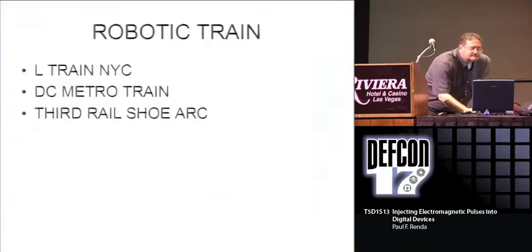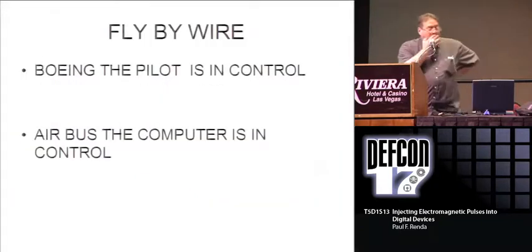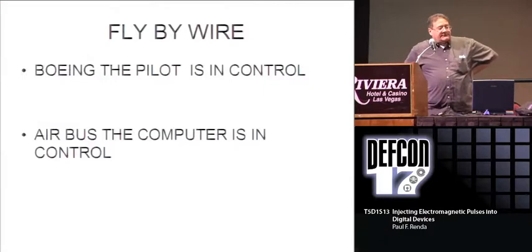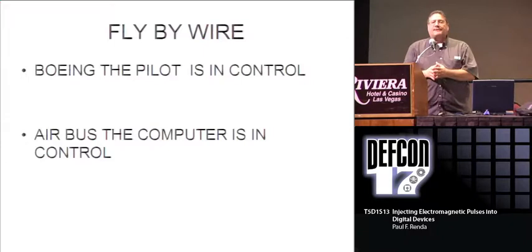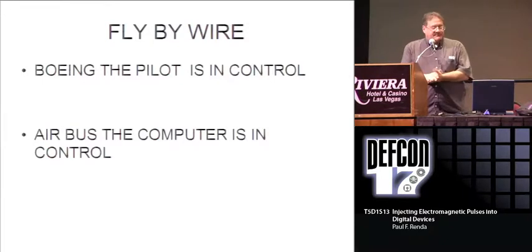Fly-by-wire. Actually, this is the thing that got me interested in this, the work that NASA was doing on electrical interference with controls in a commercial jet. And fly-by-wire seemed like they were just going in the wrong direction. They're making the machines too smart and too susceptible.